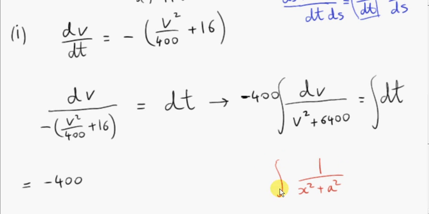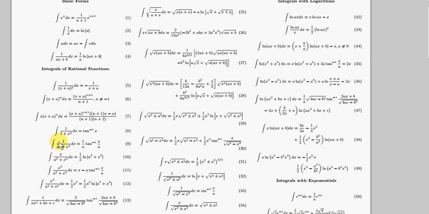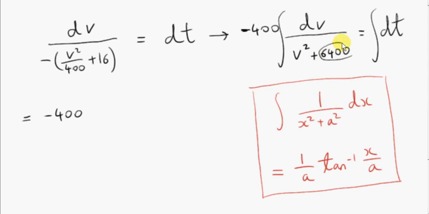It might be written like this in your tables. This has got the same form, just replace x with v. a is a constant, so a squared here is 6400, so you can see straight away that a must be 80, since 80 squared is 6400. I have a table of integrals here. We're looking for the form 1 over x squared plus a squared. So here it is: 1 over a, inverse tan of x over a. So a is the square root of 6400, which is 80. We're integrating 1 over v squared plus 80 squared, so that's going to give us 1 over 80 inverse tan, well, the variable is not x here, it's v, and the constant a is 80.